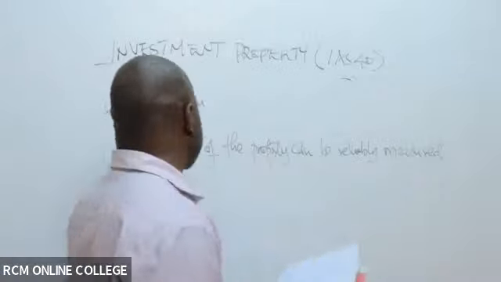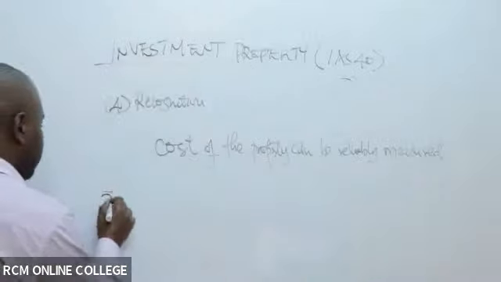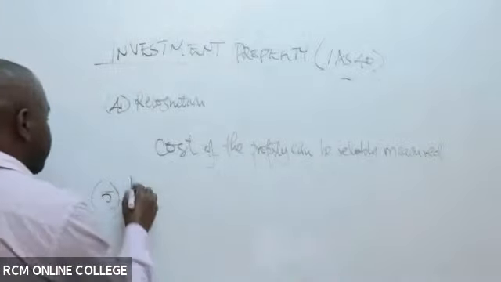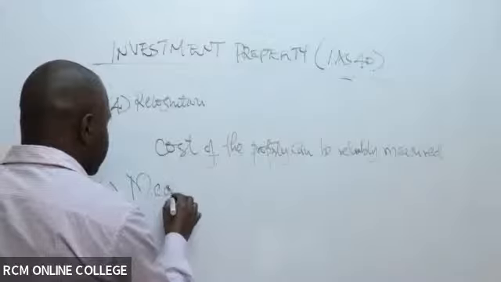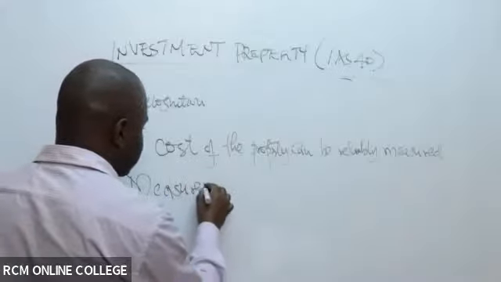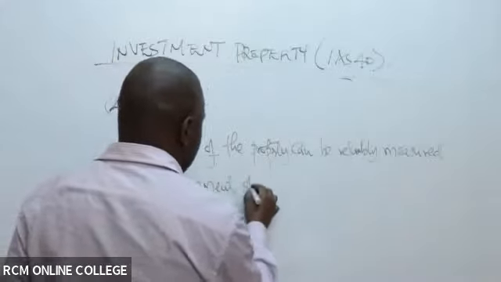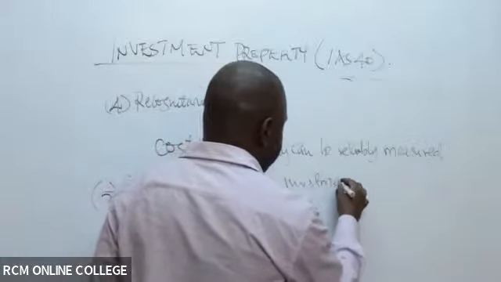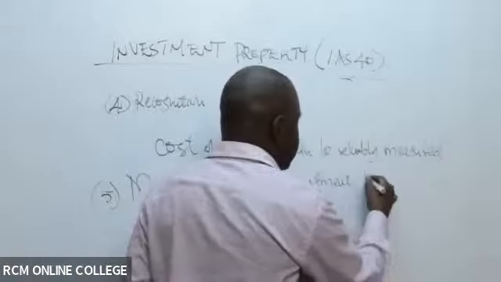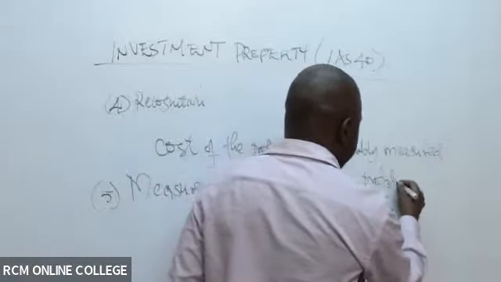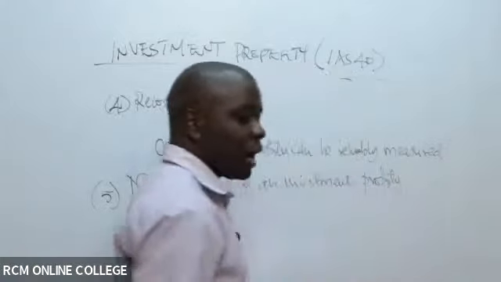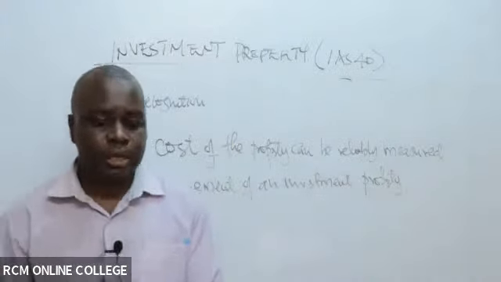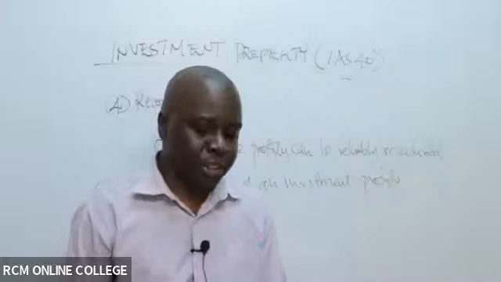So we can look at the next one, number five, measurement of an investment property. So how do you measure it? Of course it will be an asset. But at what value will you present it in the books of accounts, the balance sheet or statement of financial position? How do you measure it?